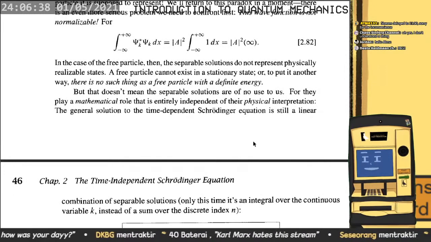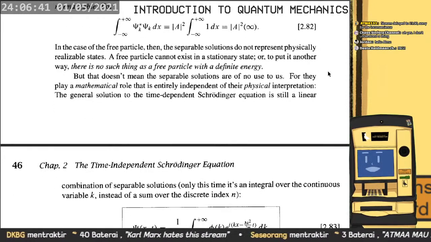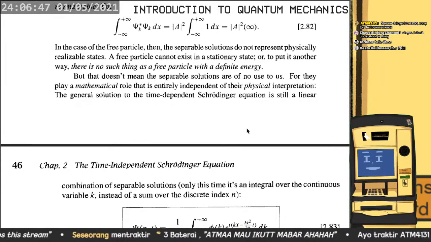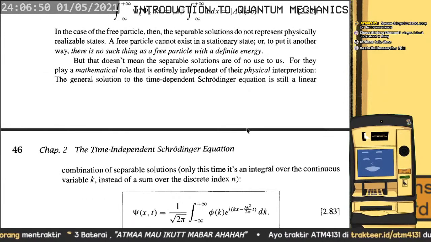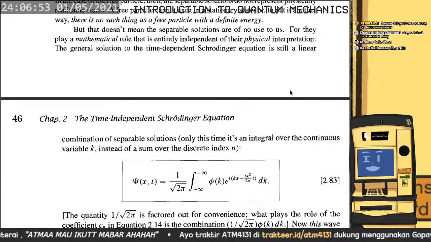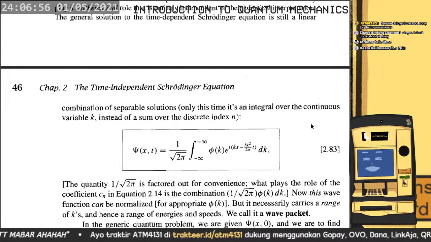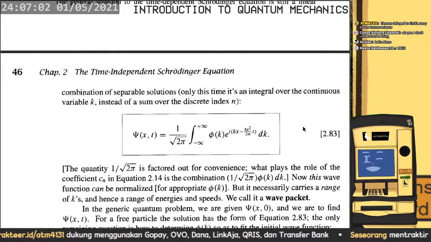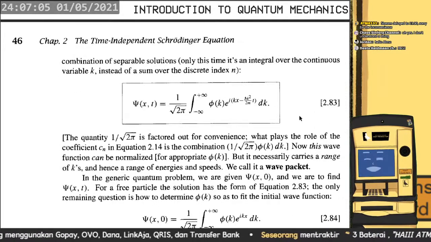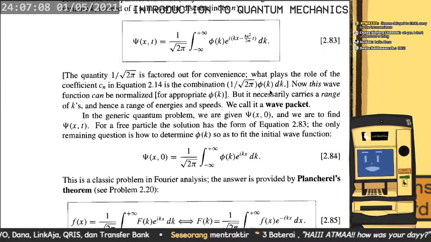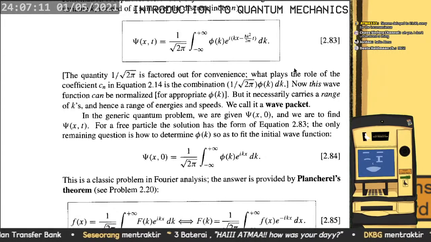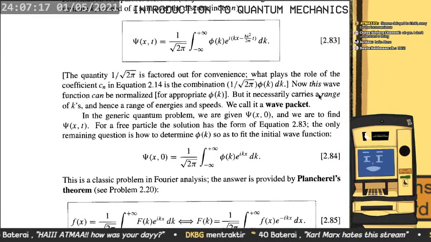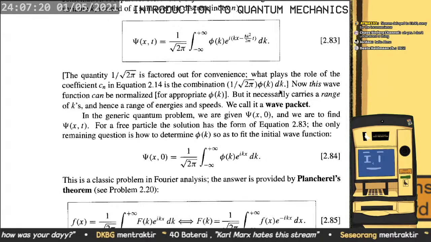But that doesn't mean the separable solutions are no use to us, for they play a mathematical role that is entirely independent of their physical interpretation. The general solution to the time-dependent Schrödinger equation is still a linear combination of separable solutions, only this time it's an integral over the continuous variable k instead of a sum over the discrete index n. The quantity 1 over square root of 2 pi is factored out for convenience. What plays the role of the coefficient c_n in equation 2.14 is this combination.